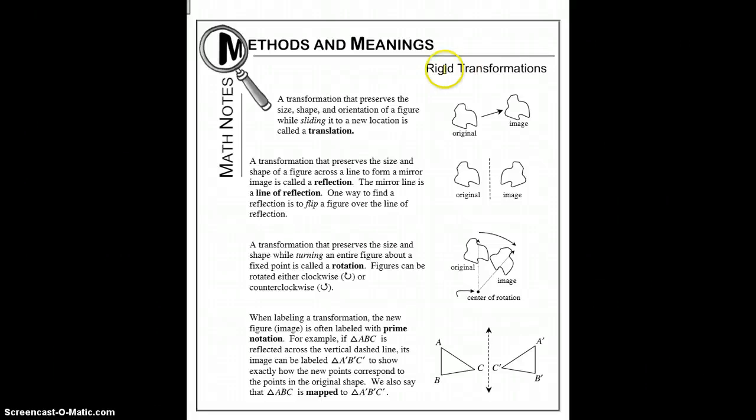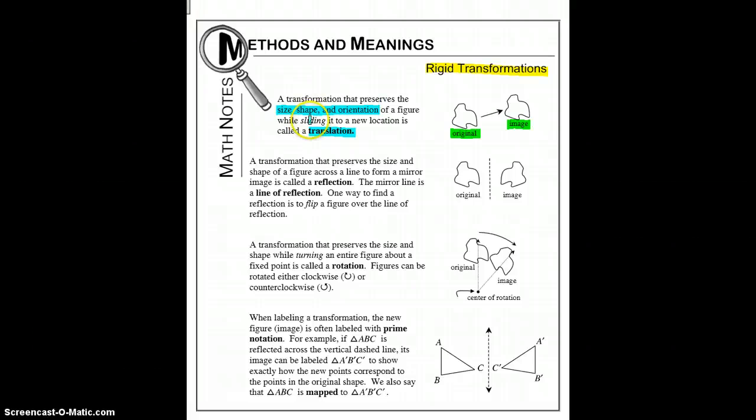Today's activity involved rigid transformations. Now, we were calling them transformations in class, but let's be more specific. We're going to call these rigid. The reason that they're called rigid is the fact that the original shape and the image created by transforming it preserve something. So our first, the translation, preserves the size, shape, and orientation of the figure. So that's the rigidness of that transformation.